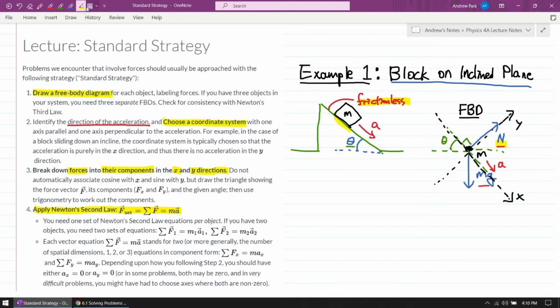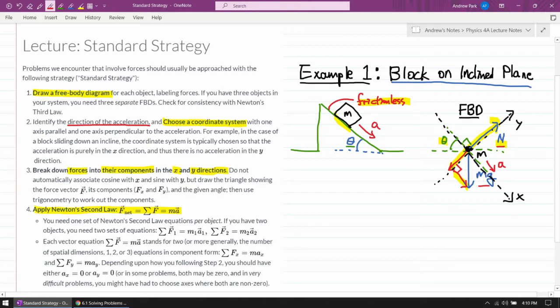All right, step number 3 is to break down forces into their components. Now, the normal force N does not need to be decomposed. It's already along the y direction only. The gravity, on the other hand, has a component along the y and a component along the x direction. So I'll need to break it down into those components. When I do this step, I also like to write down what the expressions for these components are in terms of some given quantities. Like here, I'm given theta, so I can express these legs of the right triangle in terms of the hypotenuse, mg, and the angle theta.